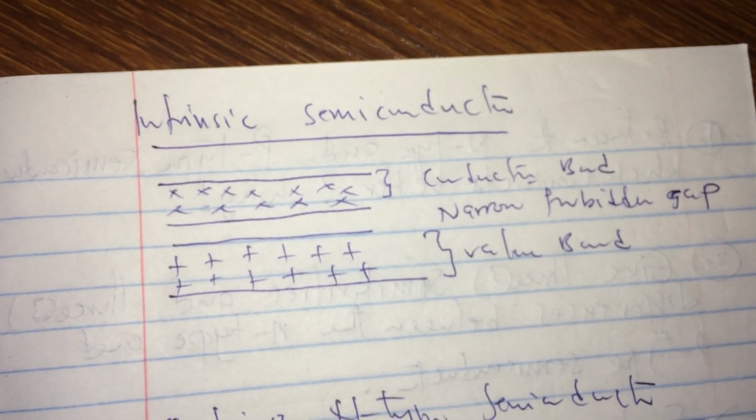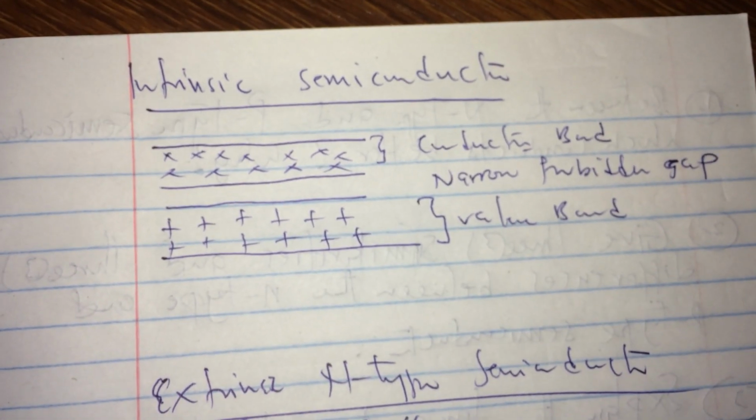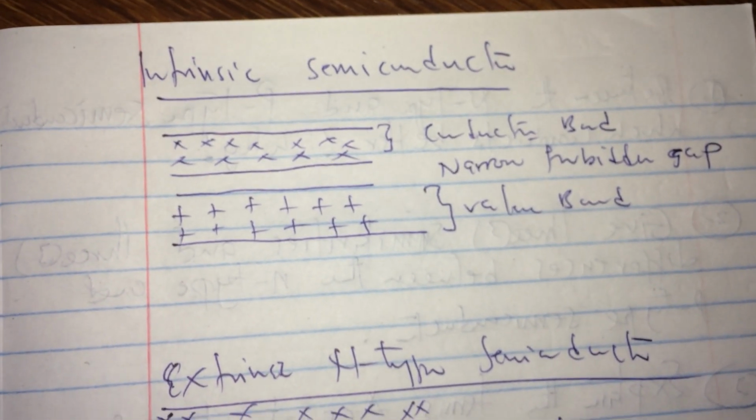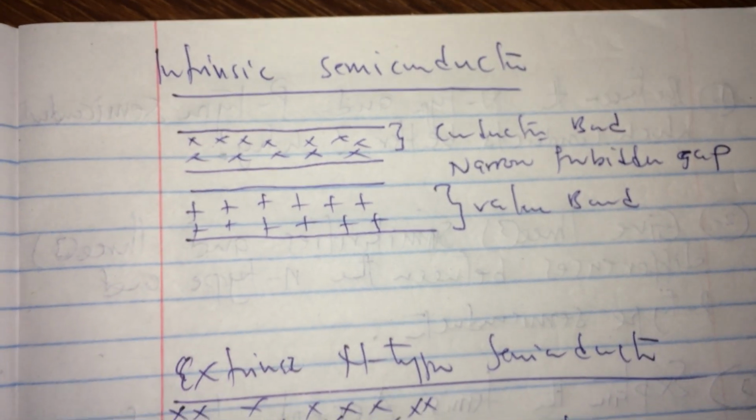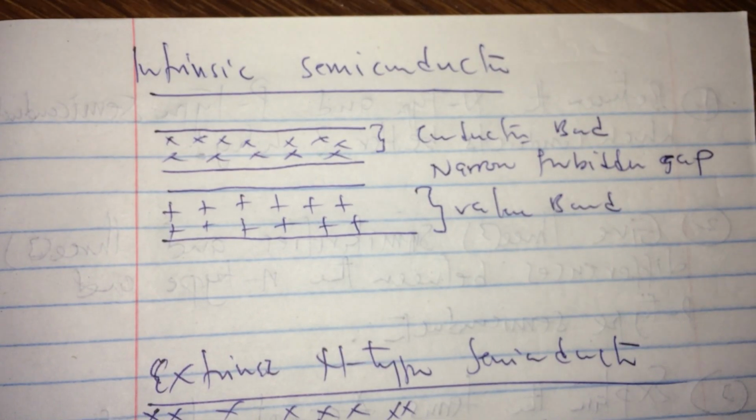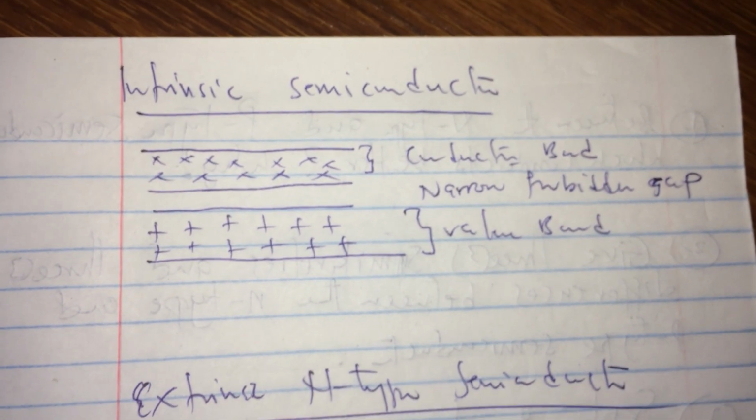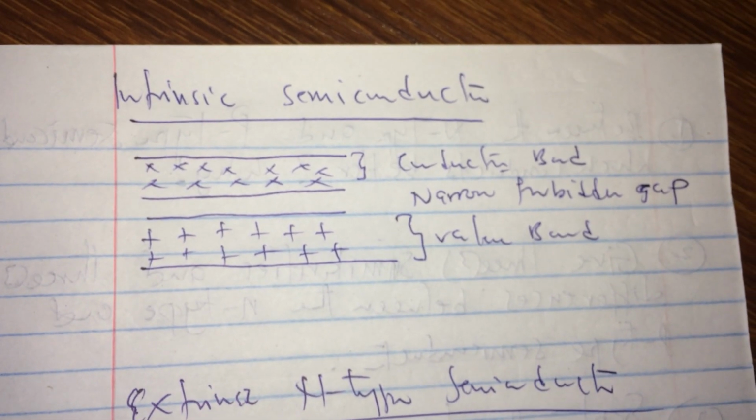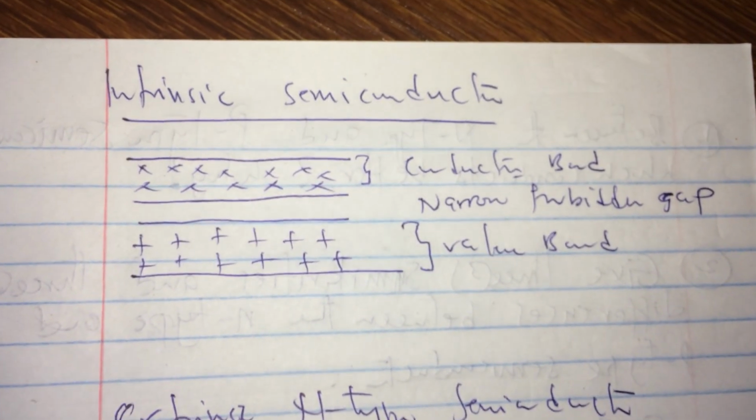I want to talk about the band theory for semiconductors. So, you know that semiconductors have been grouped into two. We have the intrinsic semiconductors and the extrinsic semiconductors. Now for the intrinsic semiconductors, they are pure semiconductors. The number of electrons is equal to the number of protons.